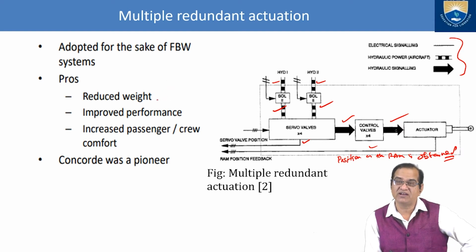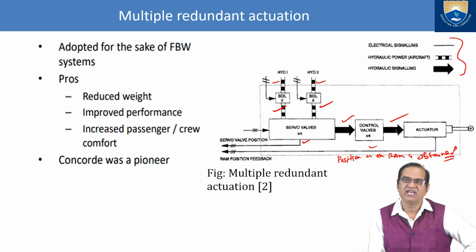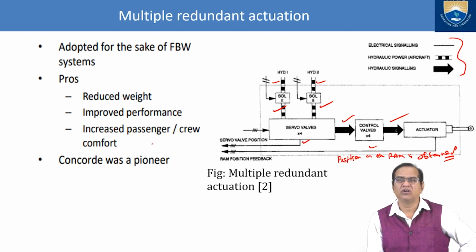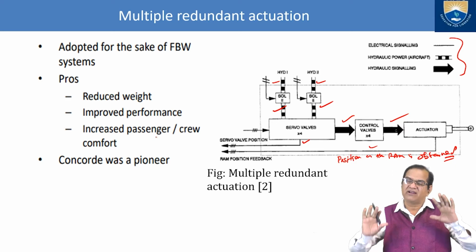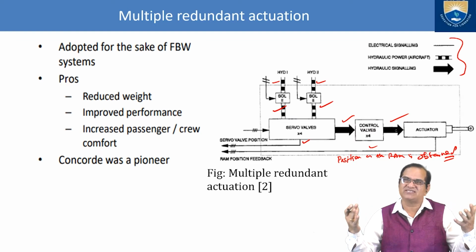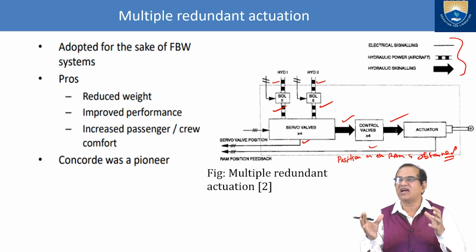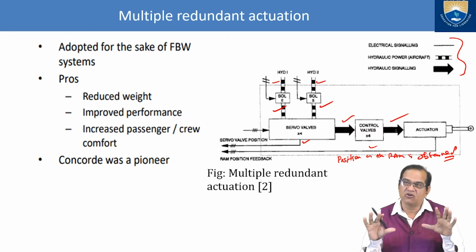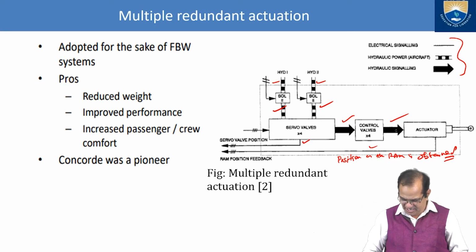It reduces the weight of the aircraft, improves the performance and safety of the aircraft, and increases passenger and crew comfort. So the aircraft will not feel jerks. All of a sudden, if some cyclone or turbulence of the wind is coming, your control will automatically adjust it. The pilot need not interfere in that.